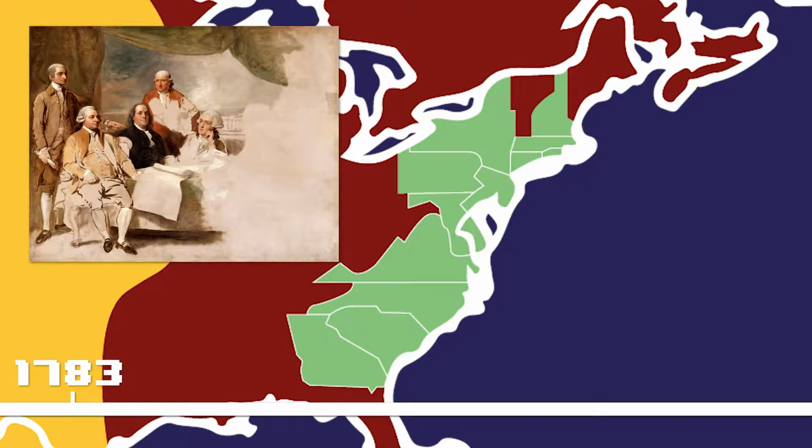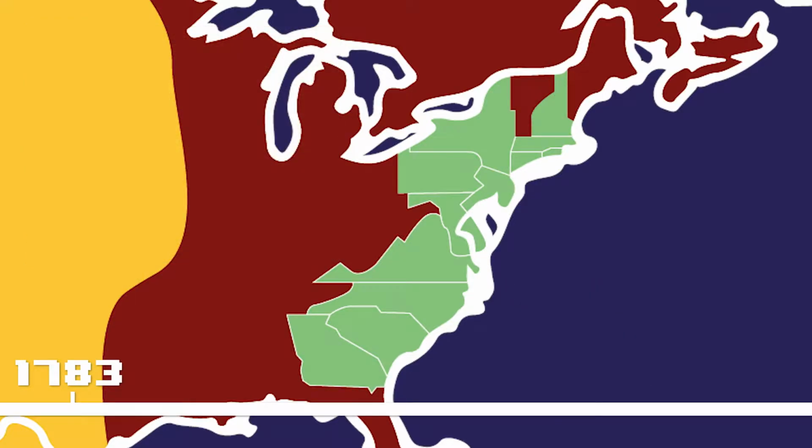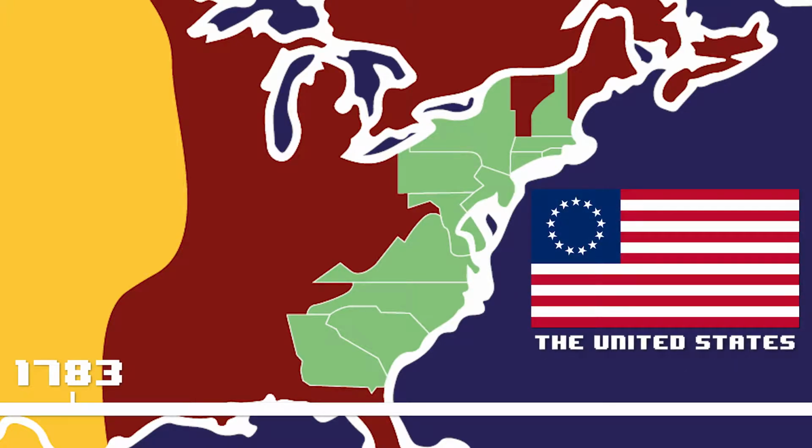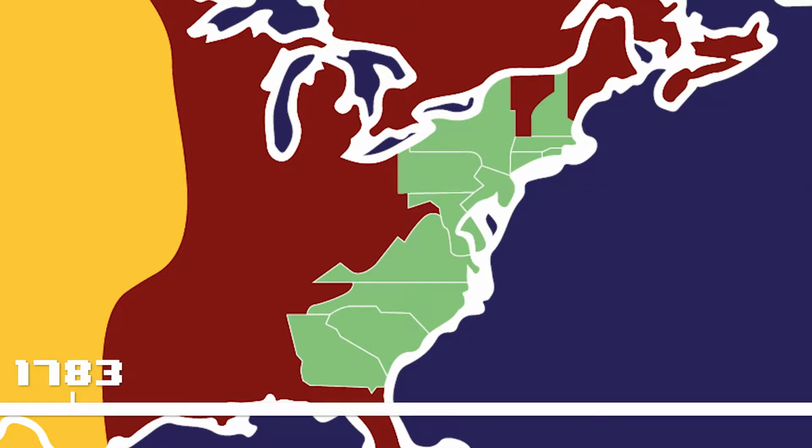The 1783 Treaty of Paris put an end to the war and gave the 13 states their independence, known from this point on as the United States. But while the revolution in the States just ended, a new revolution was about to start somewhere else.